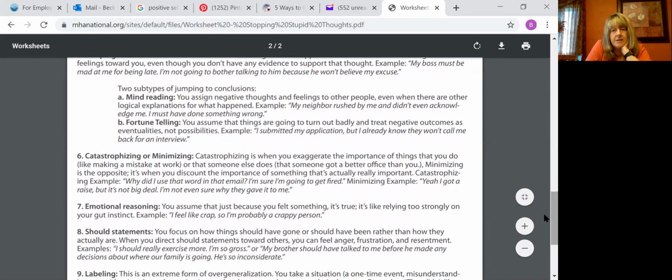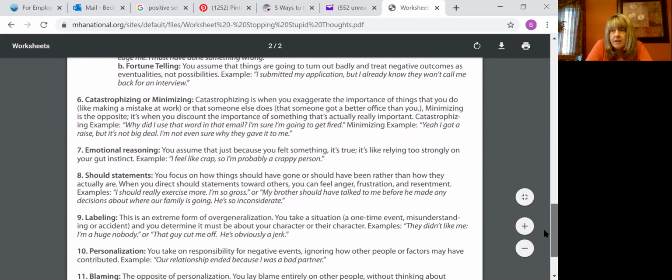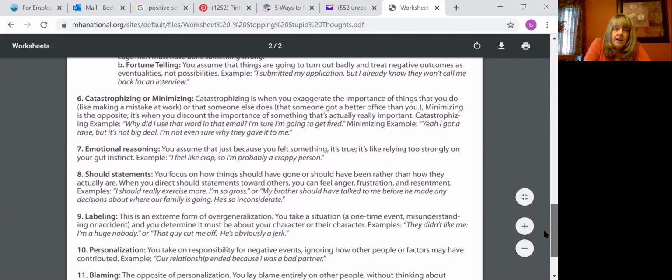Then there are should statements. You focus on how things should have gone or should have been rather than how they actually are. When you direct should statements toward others, you can feel anger, frustration, and resentment. Examples of that would be, I should really exercise more. I'm so gross. Or, my brother should have talked to me before he made any decisions about where our family is going. He is so inconsiderate. We don't always know what other people are thinking, but sometimes we think about what they should have done, kind of putting our own values and opinions on them.